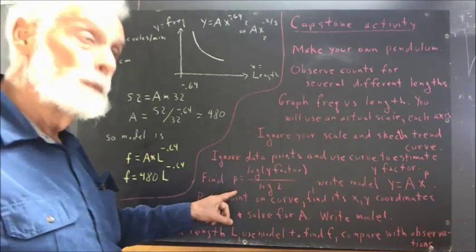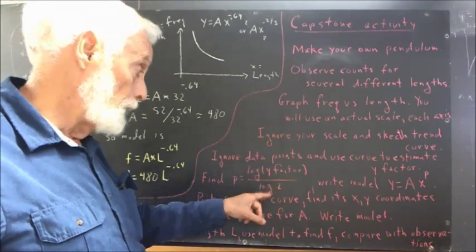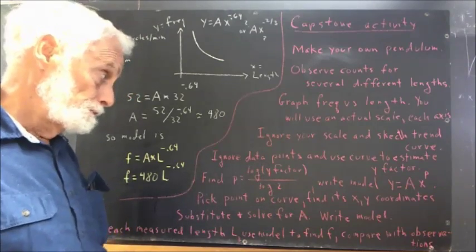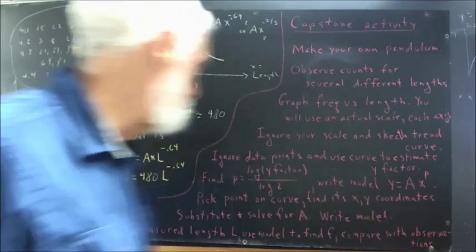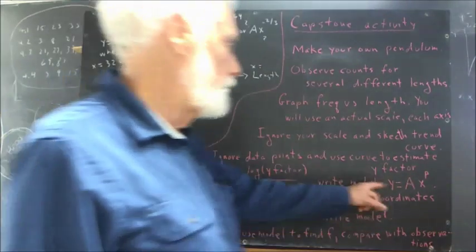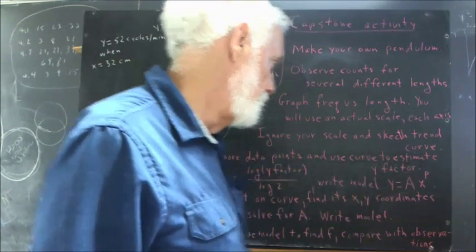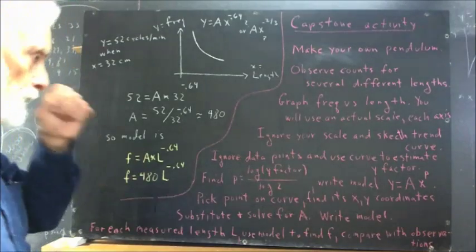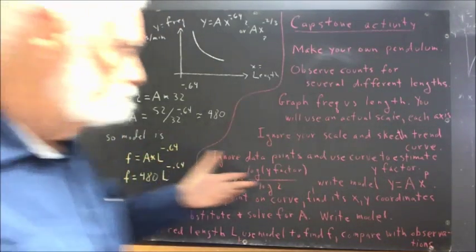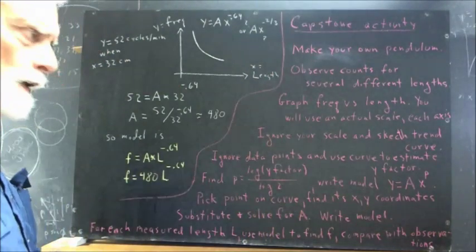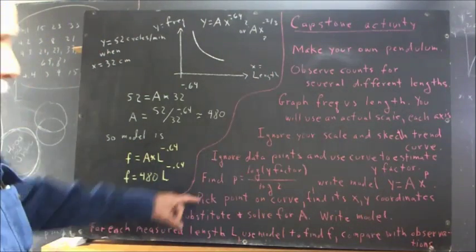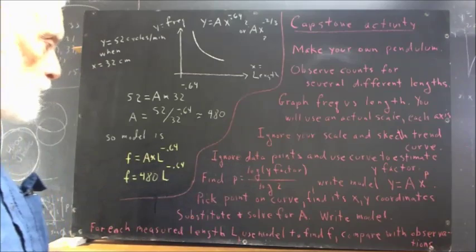Then you're going to find your power P, log of your Y factor divided by log of 2. And you're going to write your Y equals AX to the P model. Or if you prefer, your F equals AL to the P model. So, you'll know the factor, the power P, at least as your data seems to indicate it.